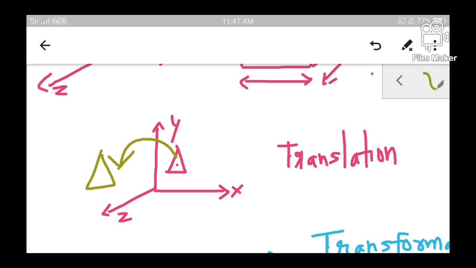Let us consider a particular point on the initial figure. Let this be a point in the initial figure. I am terming it as point P. The object to be translated consists of many points, and for the time being I am taking only a single point in that object. After translation, once the object is moved to its new position, the same point will also be translated. That means initially the point P was at this position, and after translation it might be moved to a new position. Let the new position be termed as P dash.